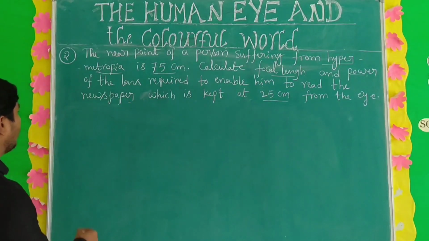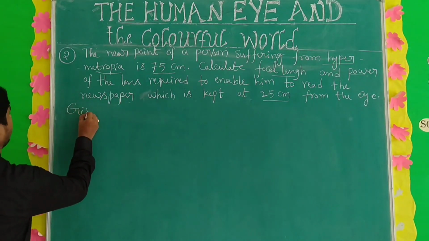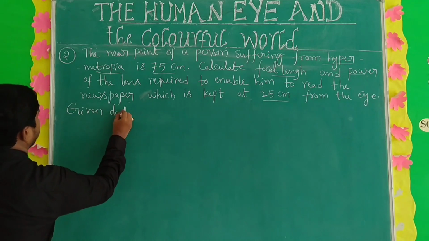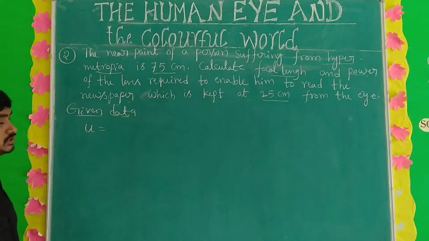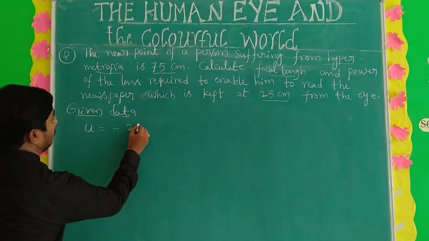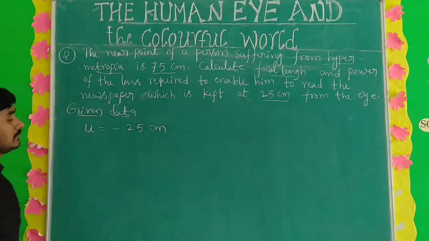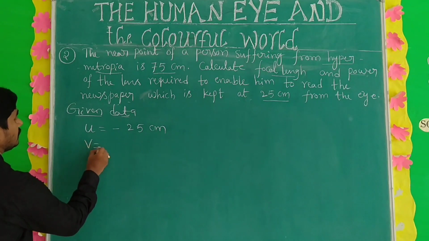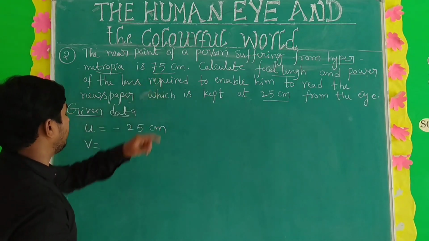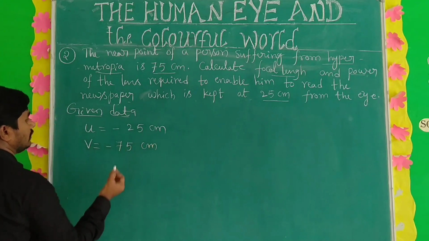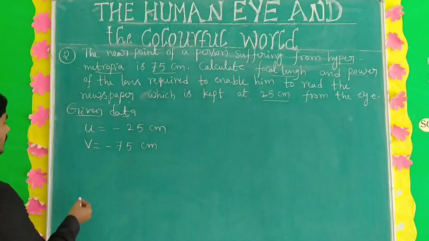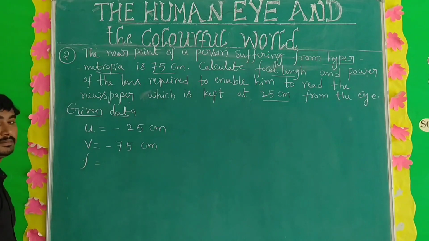So you have to take the given data. What is the given data here? Object distance you must take as minus 25 centimeter, and image distance. So where is the image formed? At 75 centimeter. That is the image distance, and that is also minus. Now first you have to find the focal length.